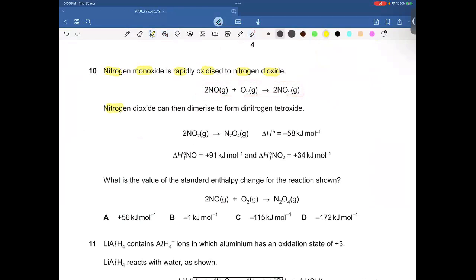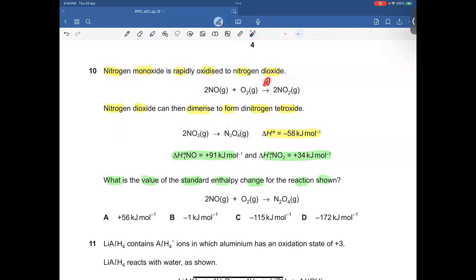Now the next is nitrogen dioxide can then dimerize to form nitrogen tetroxide. And its delta H value is also given. The HF of NO and NO2 is also given. What is the value of the standard enthalpy change for this reaction? So we have two things. First, we need to make NO2, and then from NO2, we need to make N2O4.